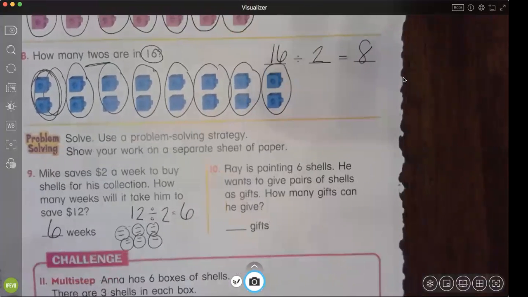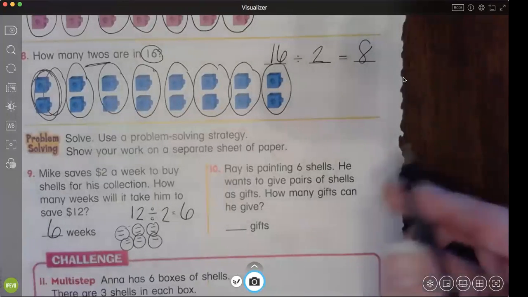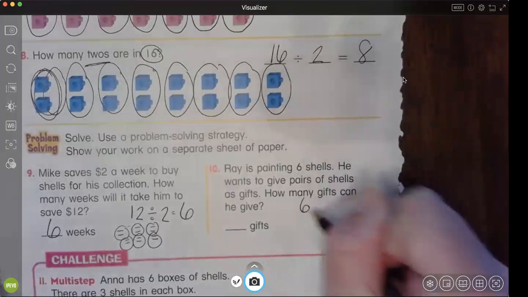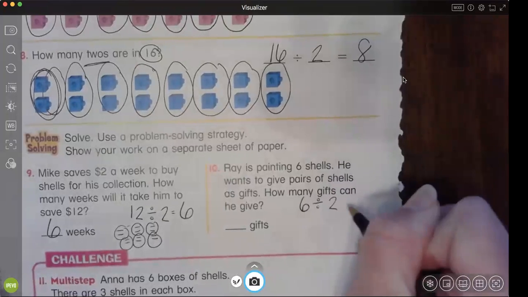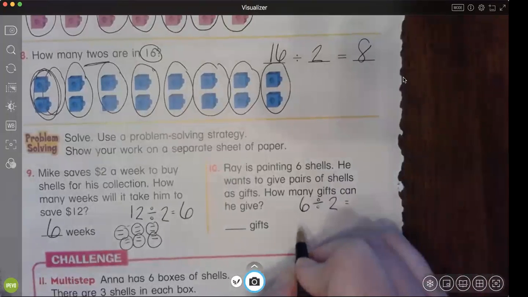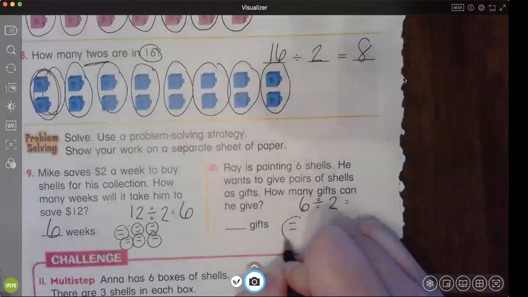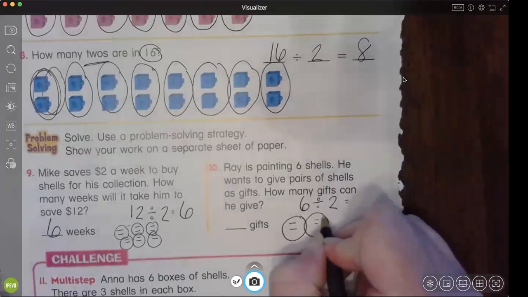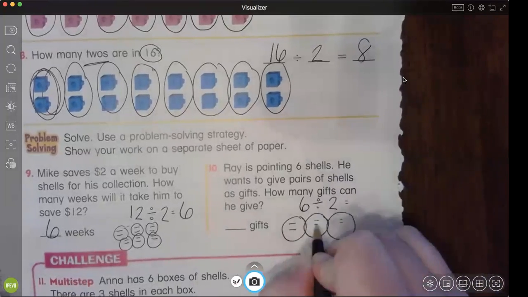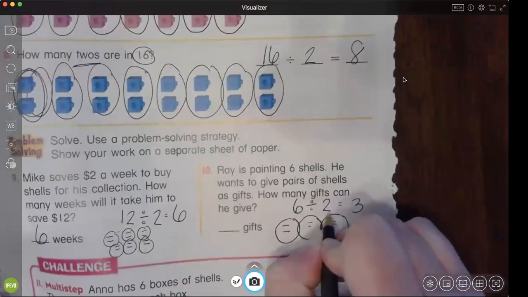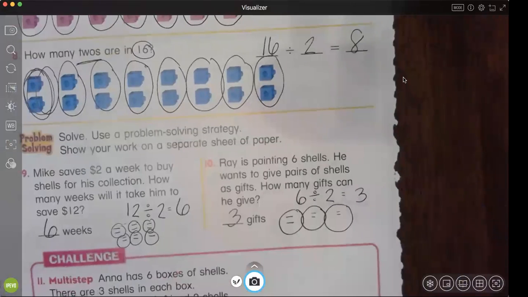Okay? And then number 10, Ray is painting 6 shells. He wants to give pairs of shells as gifts. How many gifts can he get? So a pair is 2, okay, a pair of socks. You have 2 feet, 2 socks, pair of gloves, 2 hands, 2 gloves. So he's only going to paint 6, okay? He's going to give them in groups, in a pair, in a group of 2. Okay, so we have 1, 2, 3, because this is 2, 4, 6. So 6 divided by 2 equals 3, so he can give 3 gifts.